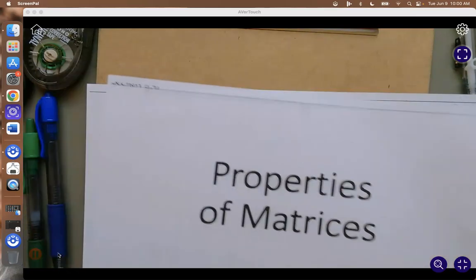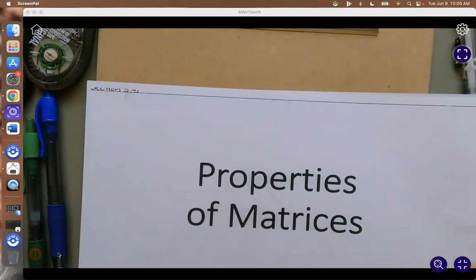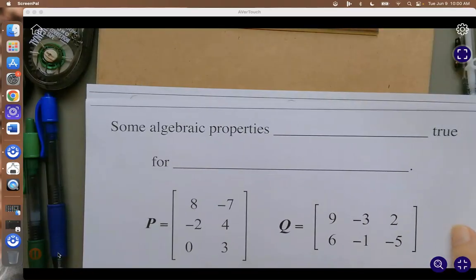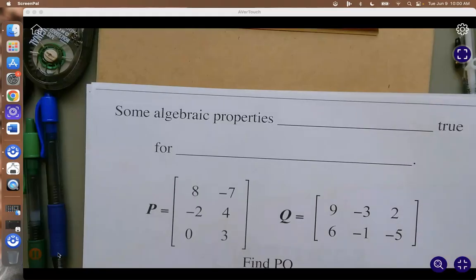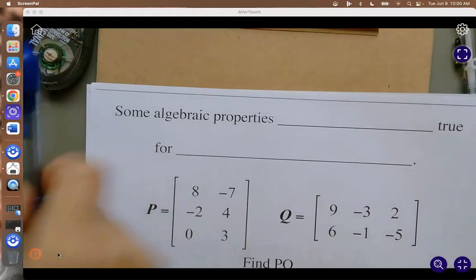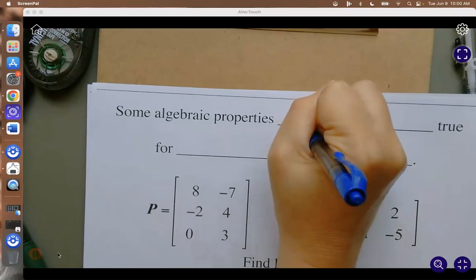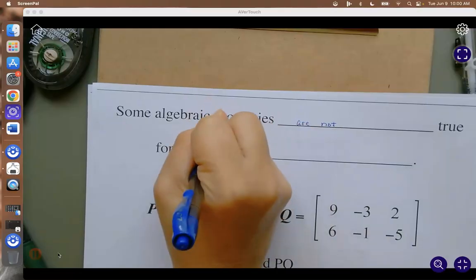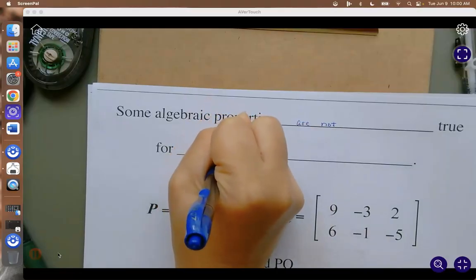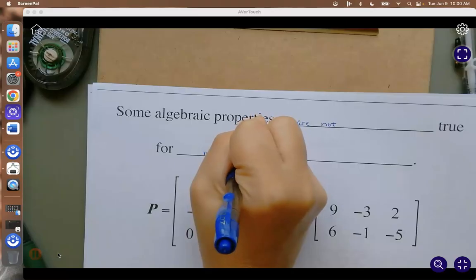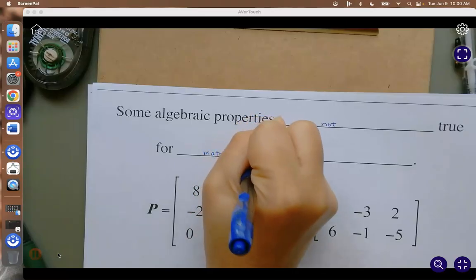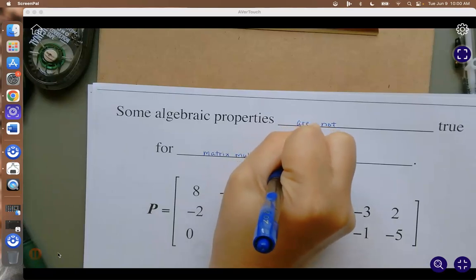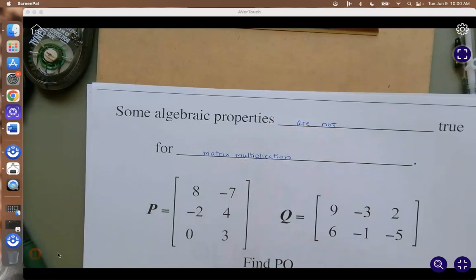Alright guys, so today we're looking at section 3.4, properties and matrices. So we're going to be talking about the following. Some algebraic properties are not true for matrix multiplication. Now our last section, when we were talking about multiplying matrices, remember we looked at the one problem where all we did was switch the order of the matrices and it didn't work.